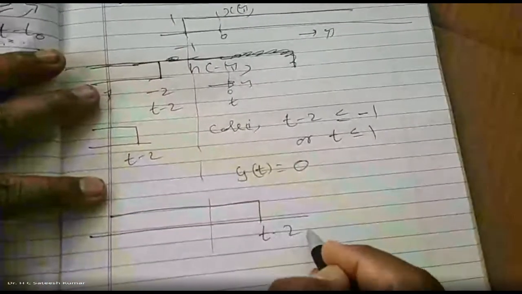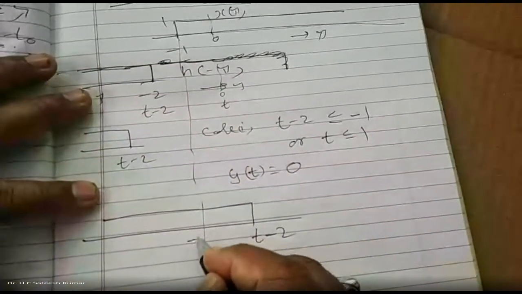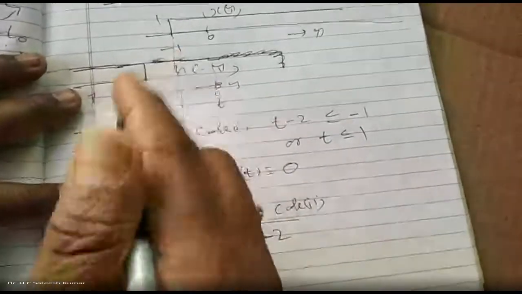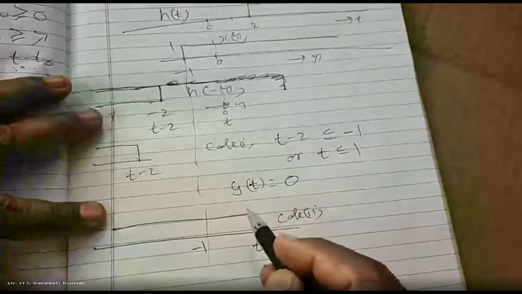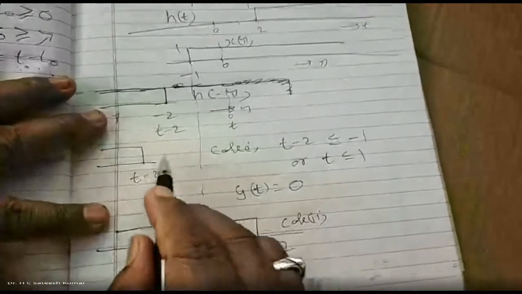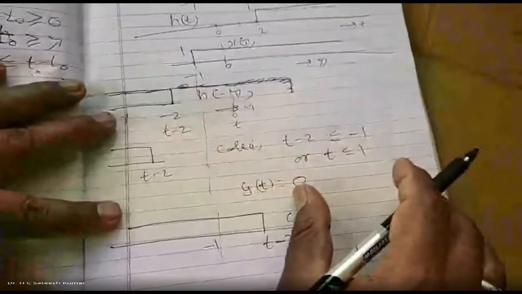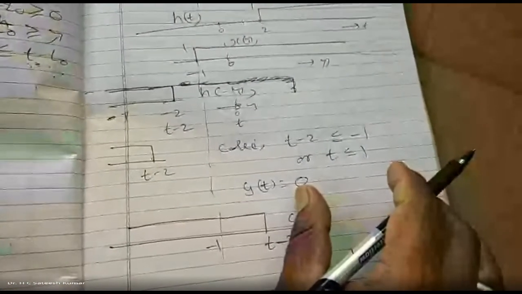This is t minus 2. This is minus 1. Case 2: as long as this edge is before... Now afterwards, once it crosses t minus 2 crosses minus 1, what will happen? Area is increasing until what? Up to infinity, no changes at all.